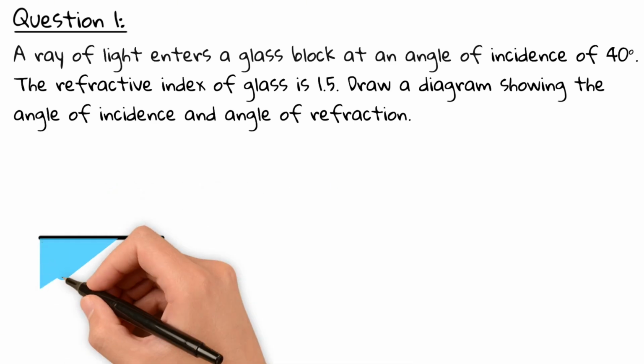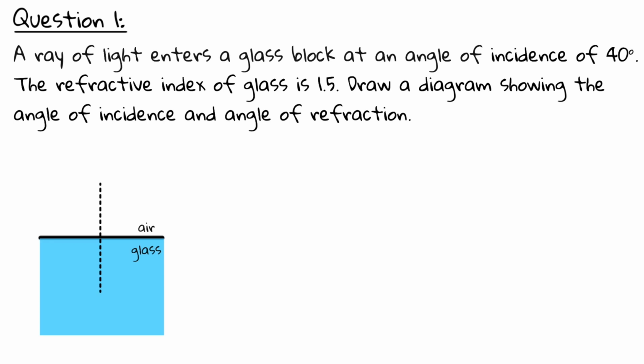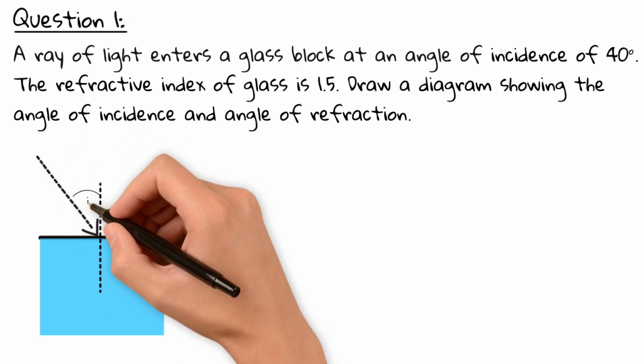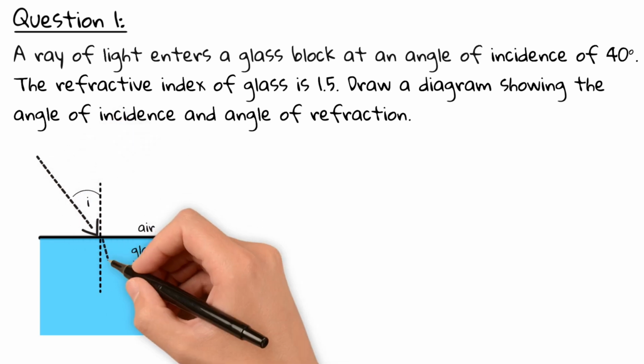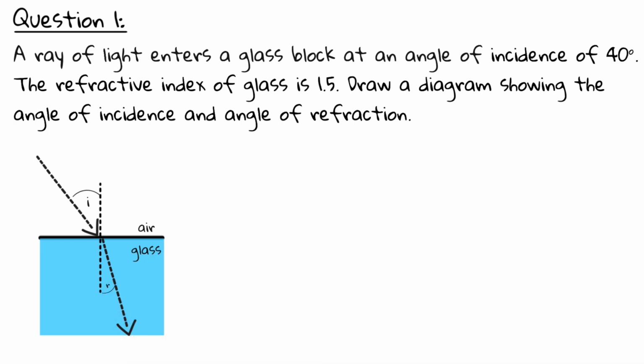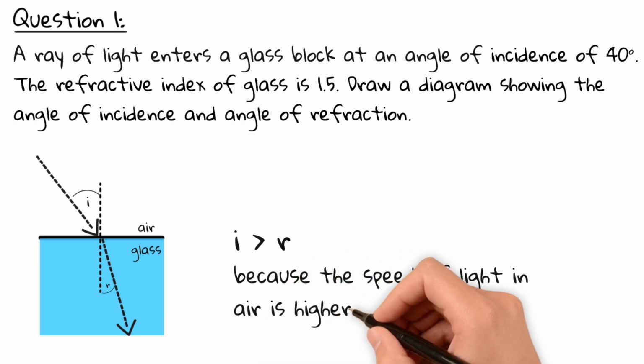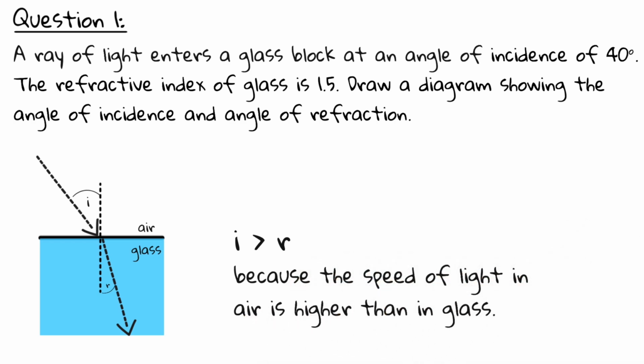We start by drawing the boundary and the normal. Next, we draw the incoming ray and label the angle of incidence. Finally, we draw the ray entering the glass block, bending towards the normal as it slows down. Tip: always draw the normal line and show the ray bending in the correct way depending on the change in speed.